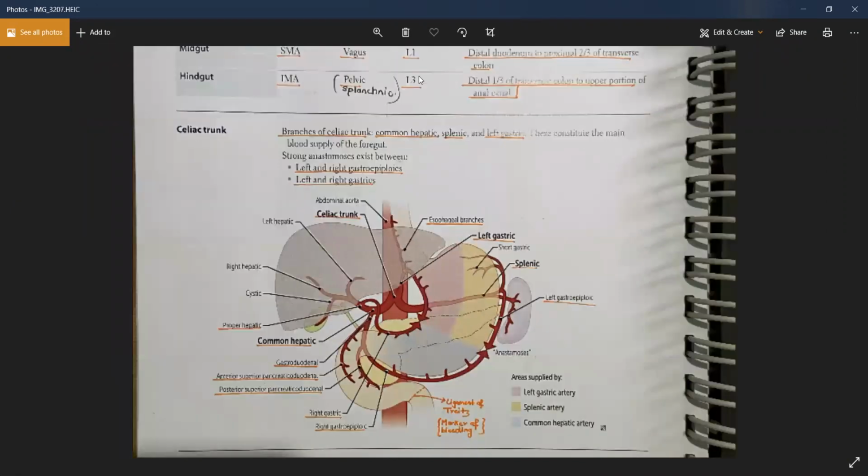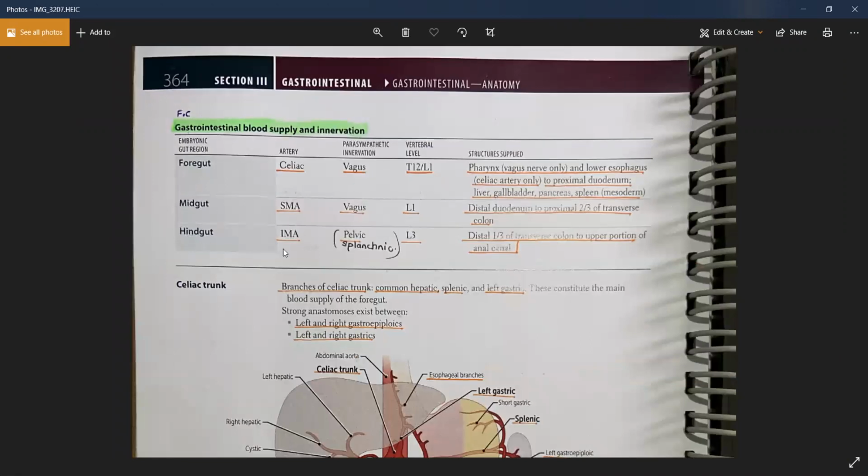We have discussed this table already. Foregut, midgut, and hindgut: the artery supplies, the parasympathetic supplies, the vertebral levels, and the sympathetic supply we have discussed, right? And which sympathetic supply for the foregut? Splanchnic nerves. Which splanchnic nerves? T2 to T9.